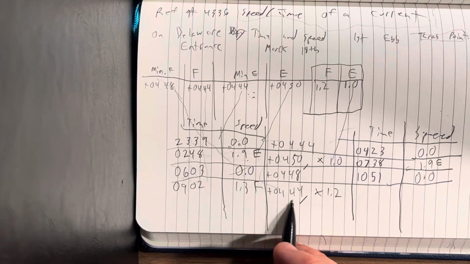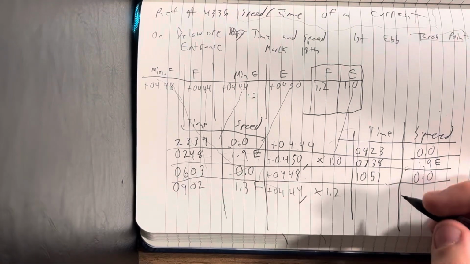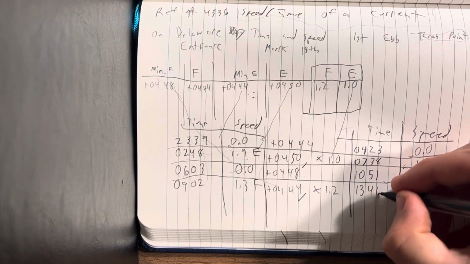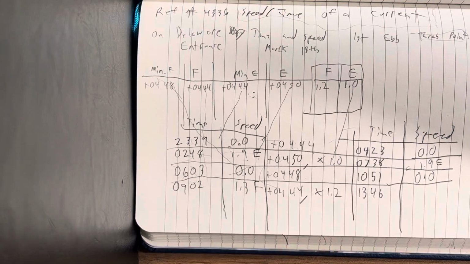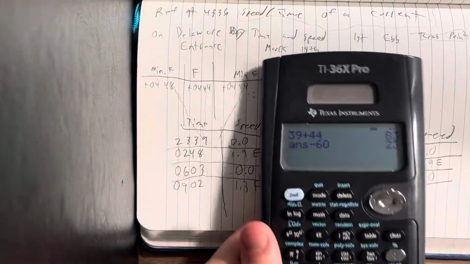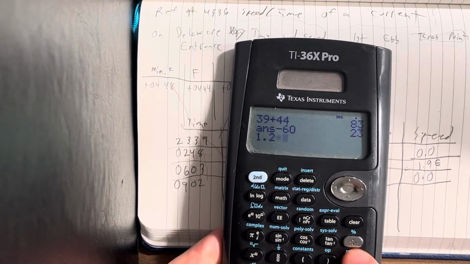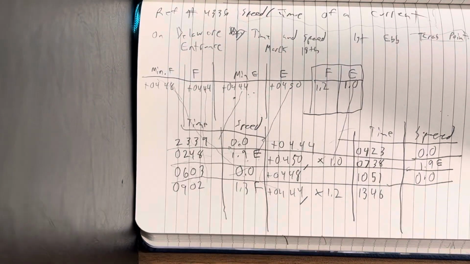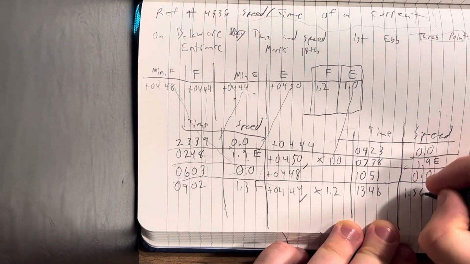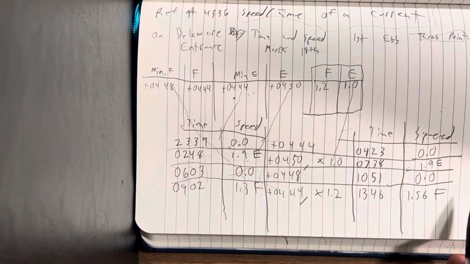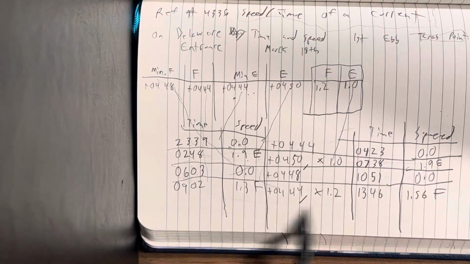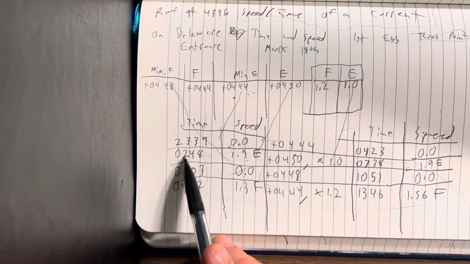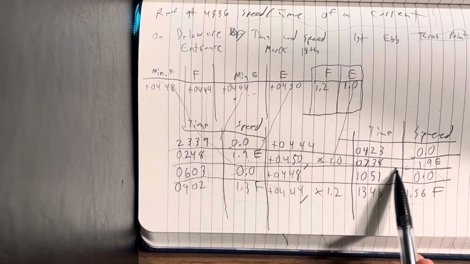Then we add 4 hours, 44 minutes to 9:02. So that's going to give us 1346 multiplied by 1.2. So 1.3 times 1.2, 1.56 flood. So, like I said, all of these ones here were extraneous because we know that they weren't going to apply to us. We were only ever looking for this ebb current here.